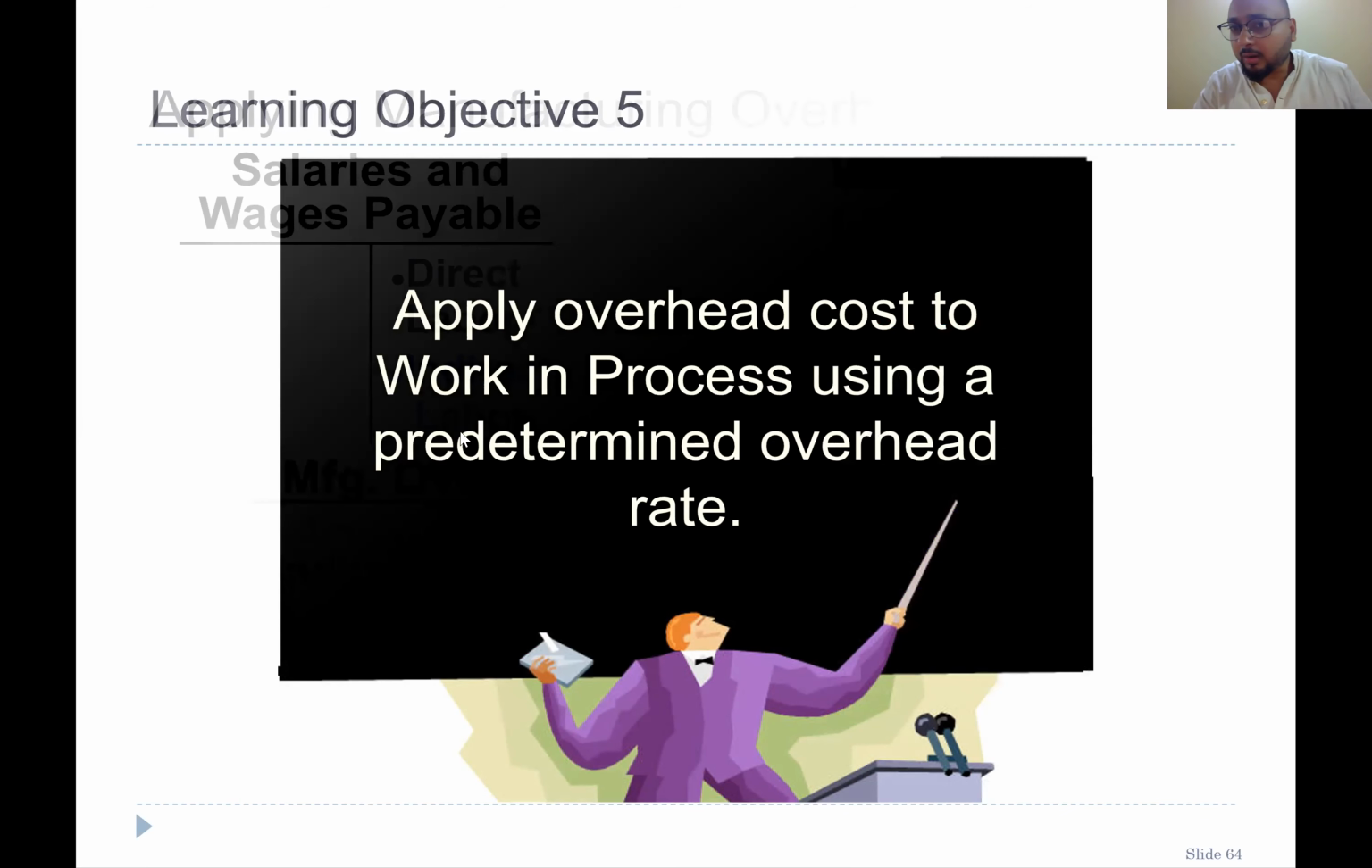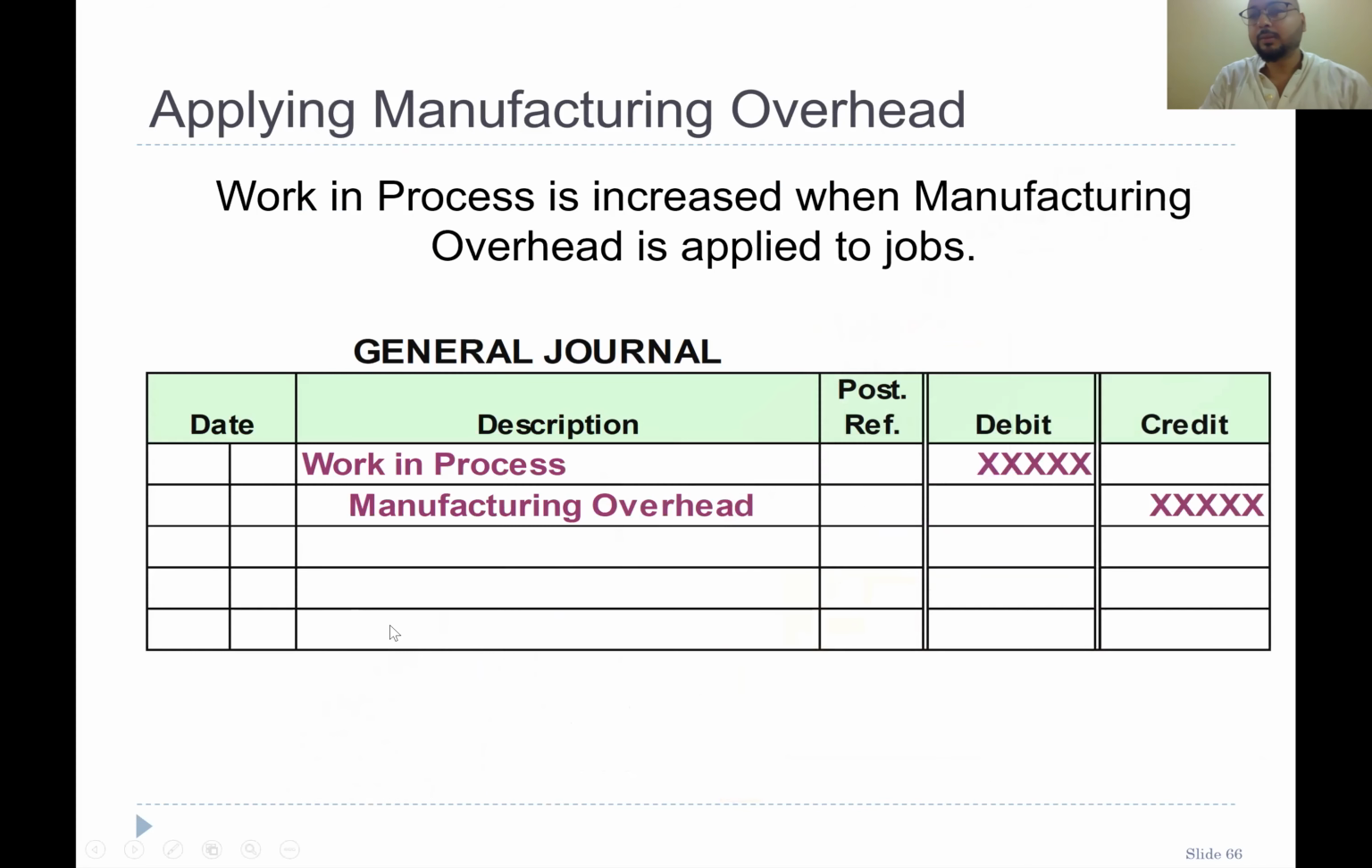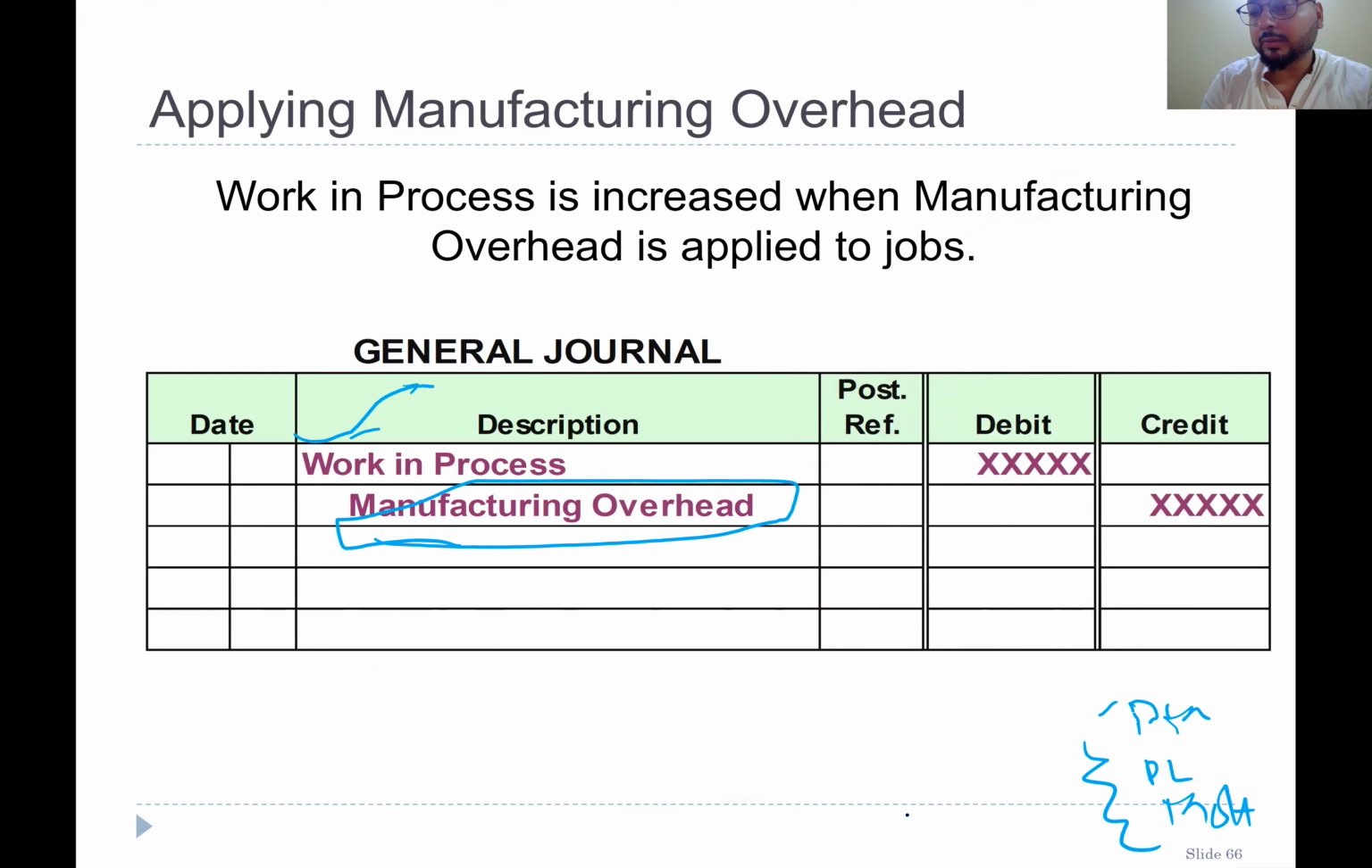So when you apply the cost, the applied cost entry would be credit manufacturing overhead and debit work in progress, because the unit cost, or manufacturing cost, is equal to direct material, direct labor and manufacturing overhead. So this is the cost of work in progress, right? That's why work in progress increases. So these all increase the work in progress. So this is the applied one.